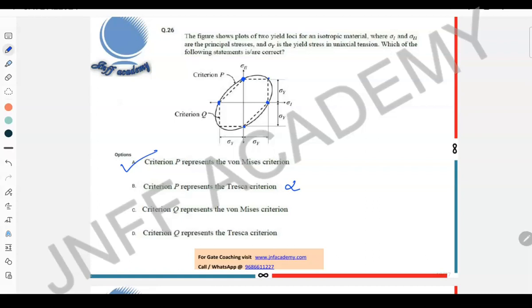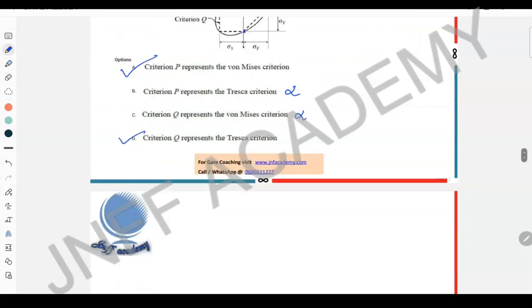Inside is an irregular hexagon. This irregular hexagon represents Tresca theory, not von Mises. So this is also wrong. Criterion Q represents the Tresca failure theory or maximum shear stress failure theory. So the correct options are A and D.